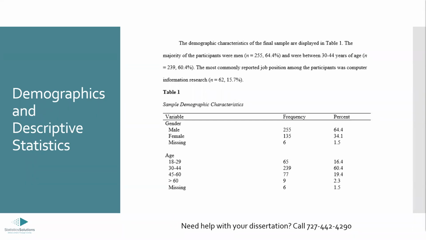So we see here an example of just a basic demographic table showing a breakdown of different demographic characteristics, and we have a little bit of narrative explanation preceding the table that summarizes the information in the table. So that's just an example of how you can write up some demographic characteristics.